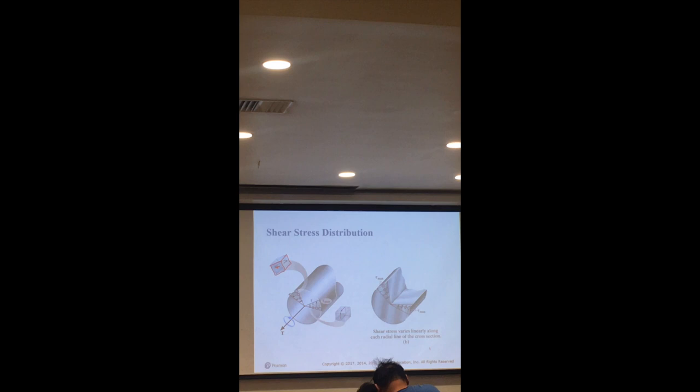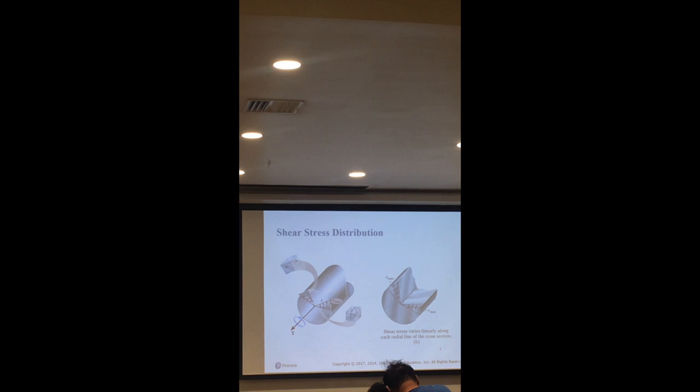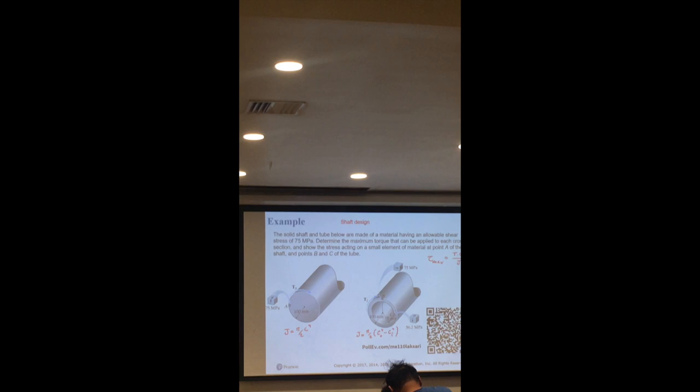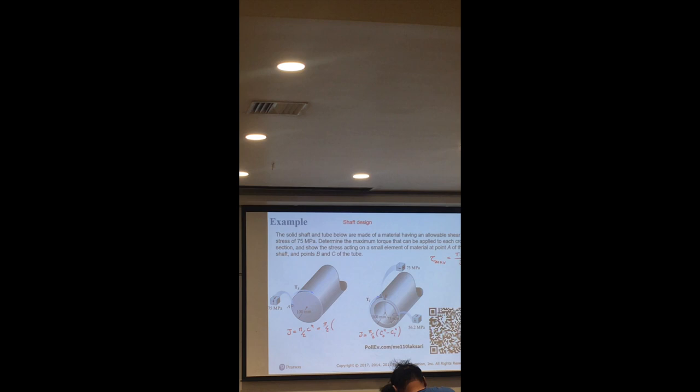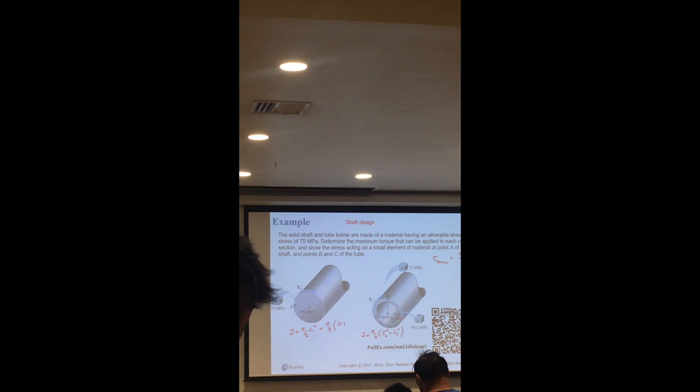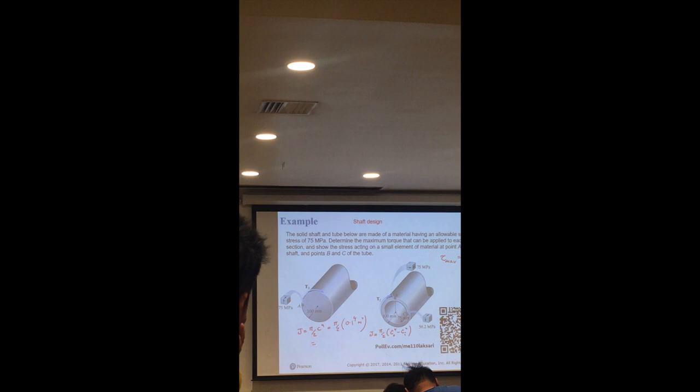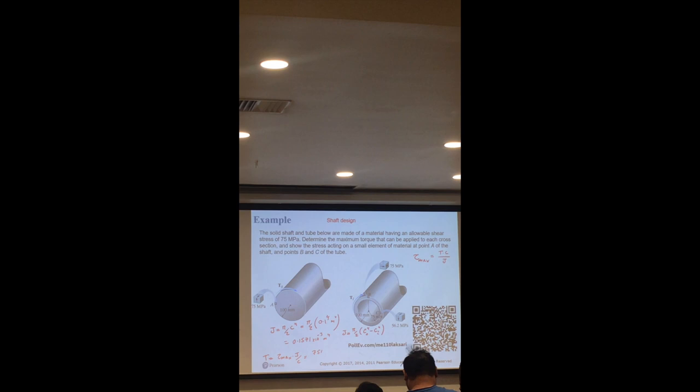Okay. All right. I think pretty much everyone answered, and we have more or less the right answer here. So here that would be pi over 2 times 100 millimeters. 100 millimeters is how much in meters? To the 4th, right? And then you just sub that in. So T here would be tau max J divided by C. So we have 75 times 10 to the 6 pascals times whatever that value here is.